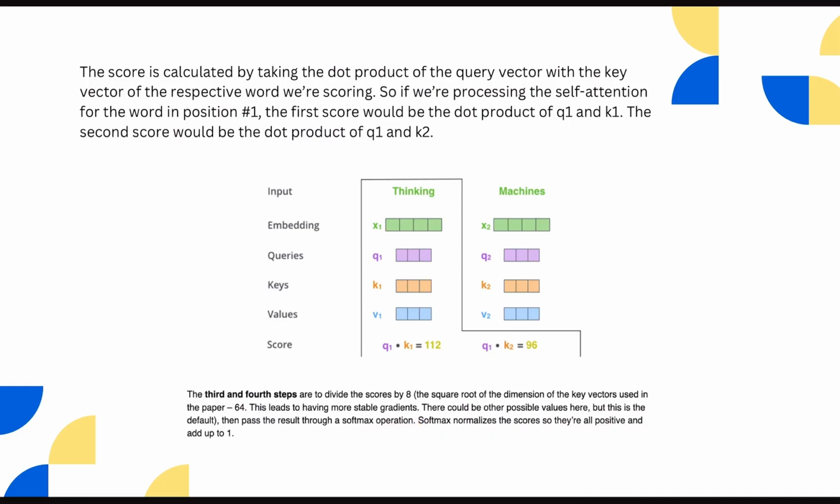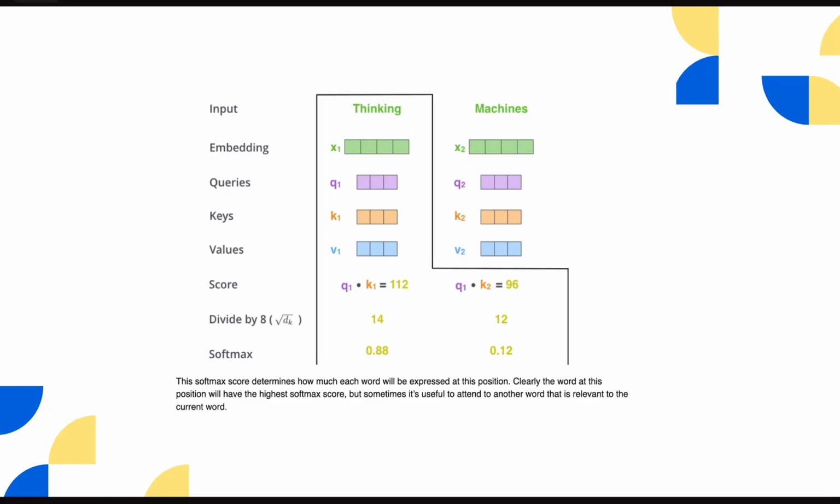Softmax normalizes the scores so that they are all positive and add up to 1, because softmax helps you range the values between 0 and 1. So if you sum 0.88 and 0.12, it becomes 1, right? We divided the whole value by 8, and then we get this. This softmax score determines how much each word will be expressed at this position.